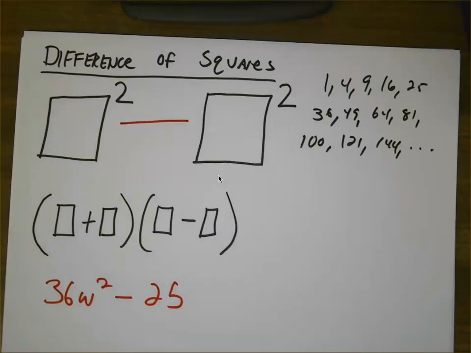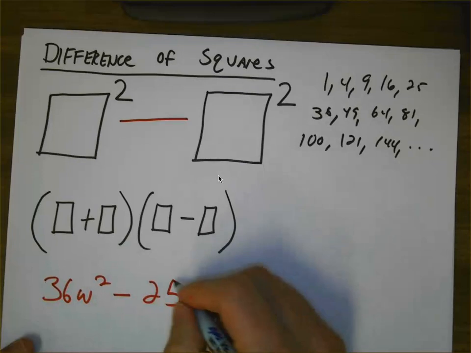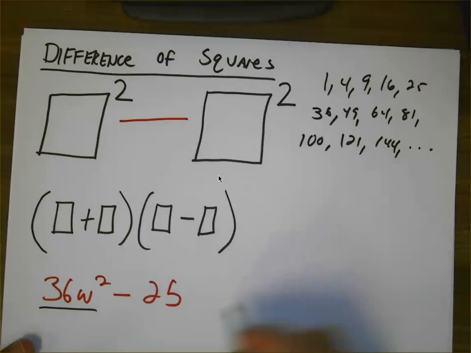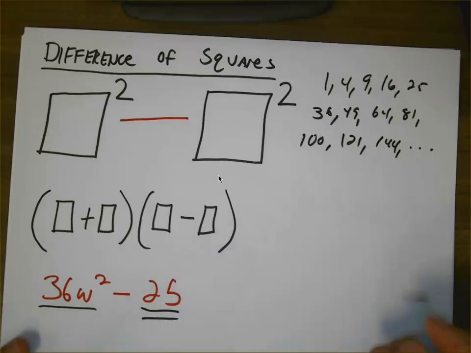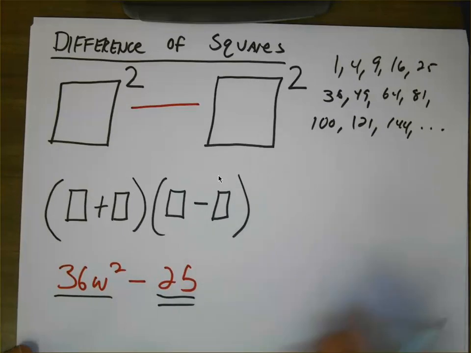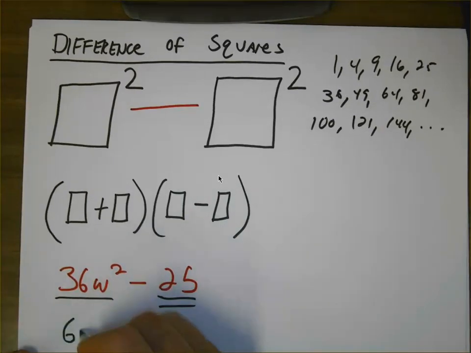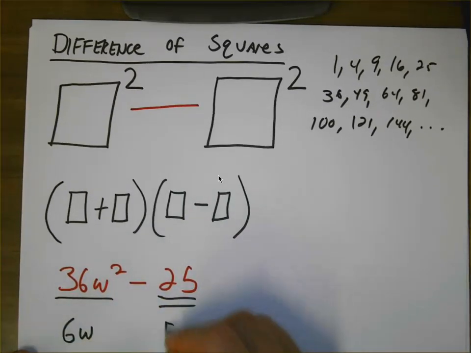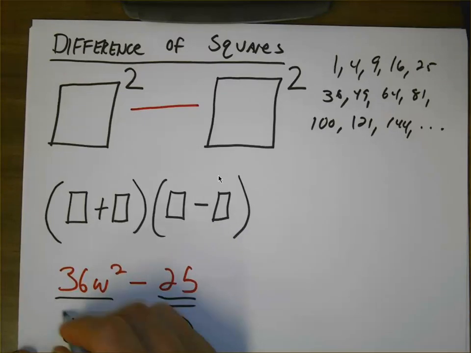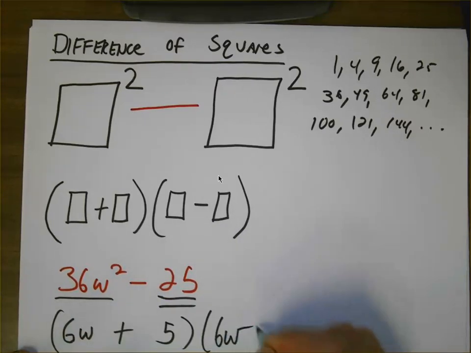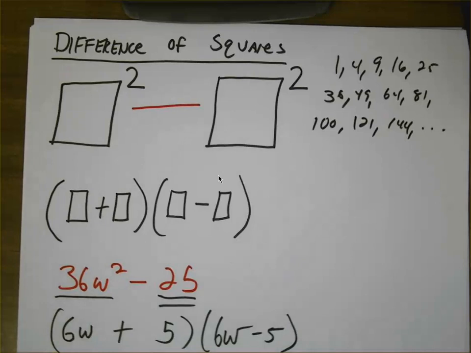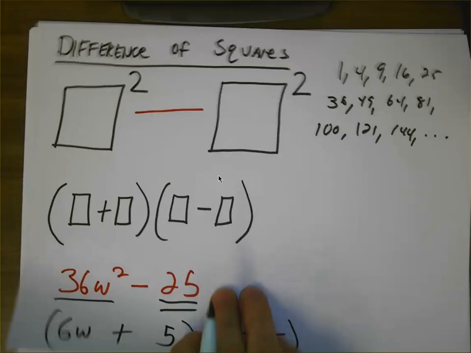Do you recognize that this is a perfect square and this is a perfect square? Well, what's the square root of 36w squared? That's 6w. And what's the square root of 25? That's 5. So this becomes 6w plus 5 times 6w minus 5. And that's how you factor the difference of squares. It can get a little crazy if there's fractions or whatnot, but it's okay. You've seen that one before, probably.